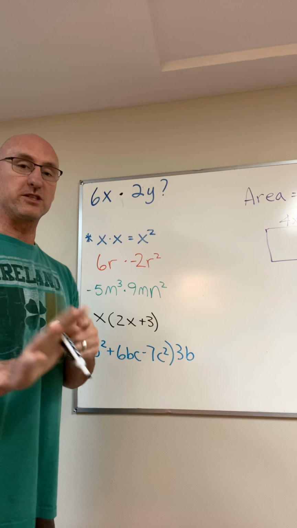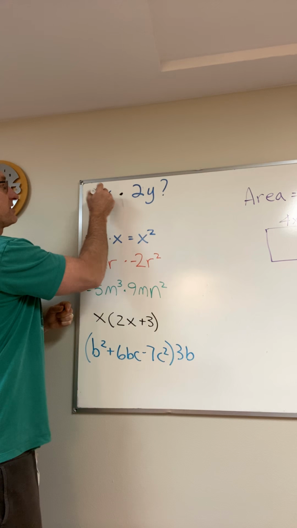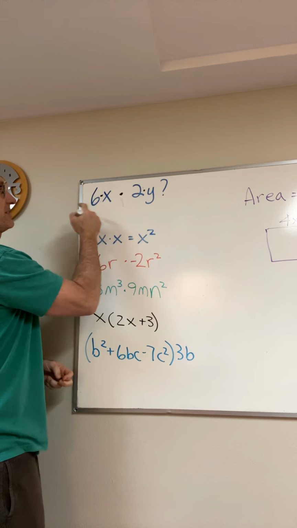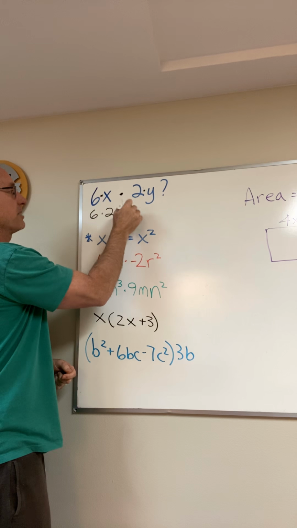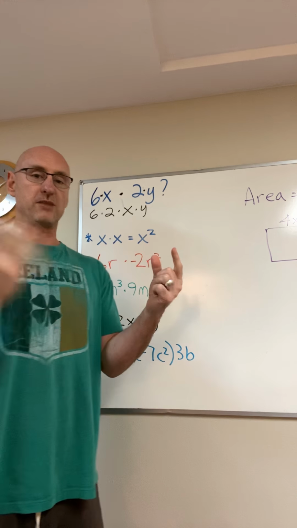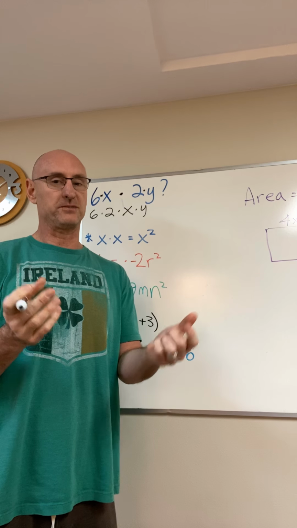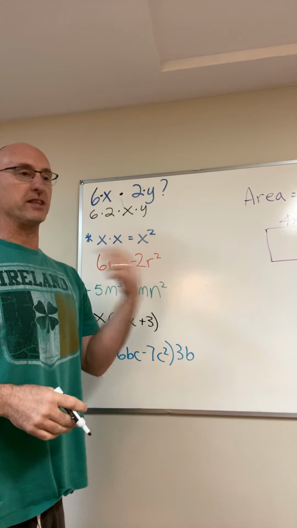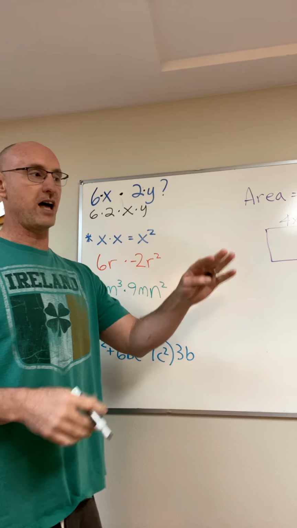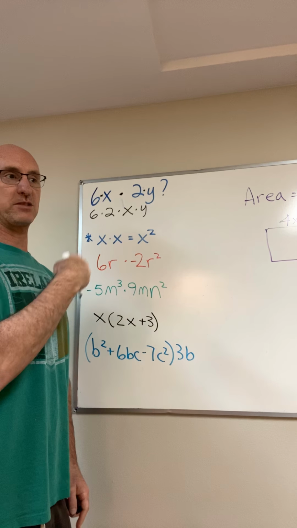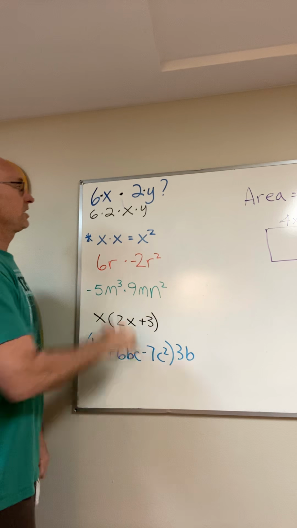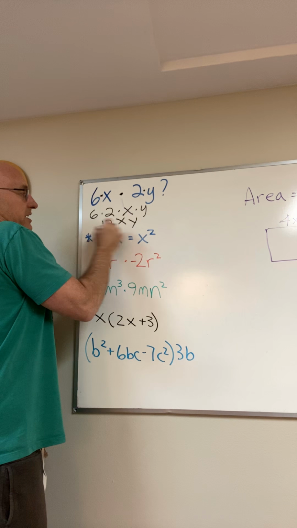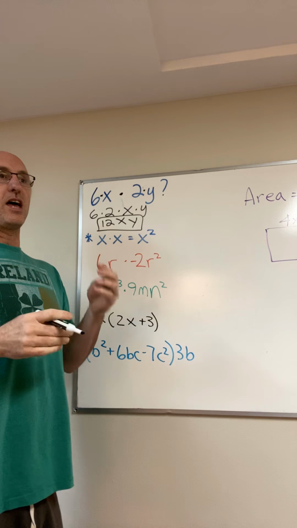So the reason we do that is because if this is 6 times x times 2 times y, right? That's the same as 6 times 2 times x times y. Because 2 times 3 is the same as 3 times 2. They're both 6. So when you multiply terms, you just multiply the numbers and then the letters, and you write them all out. Alphabetical order, highest power to lowest power usually. So 6 times 2 is 12. X times y, it's just xy. It's just 12xy because they're not the same.